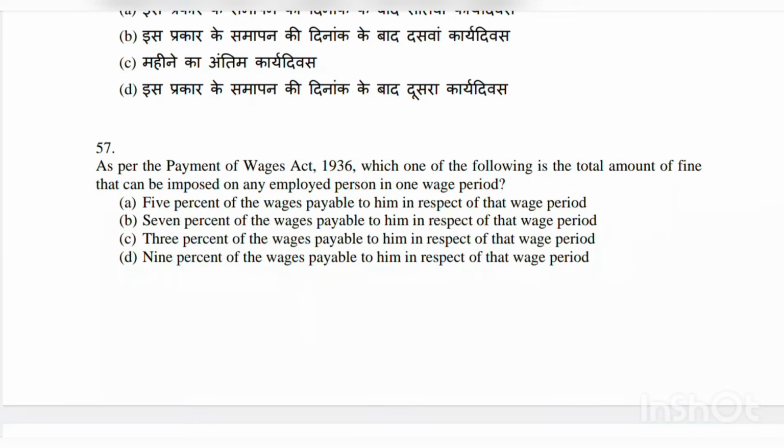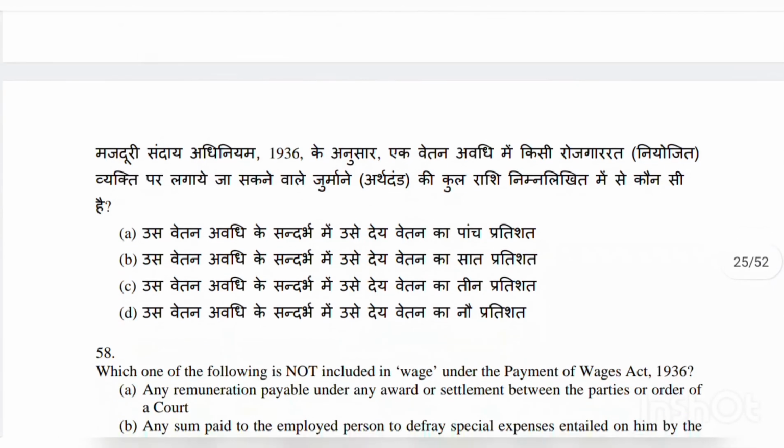As per the Payment of Wages Act 1936, which one of the following is the total amount of fine that can be imposed on an employed person in one wage period? In one wage period, 3% of the wage payable to him in respect of that wage period.